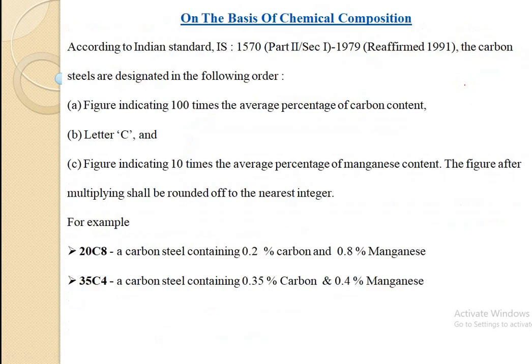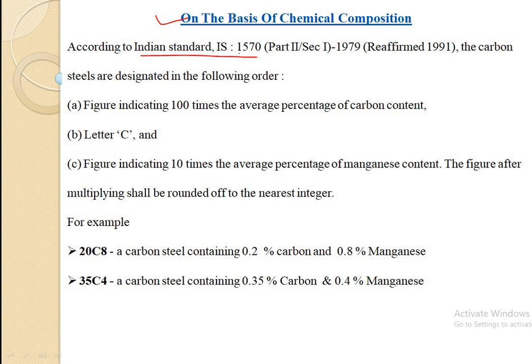Now let's move to another criterion, that is designation of mild steel on the basis of chemical composition. Again, it is also designated on the basis of the Indian standard IS 1570. As we have discussed in Indian standards, we are using IS 1570 as a standard. Let's see what is the procedure for the designation of mild steel on the basis of chemical composition.